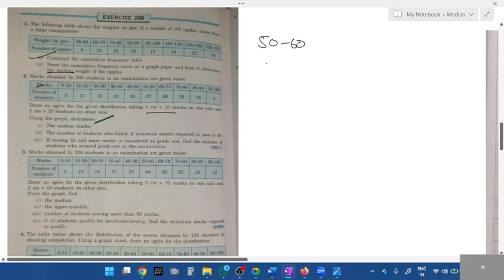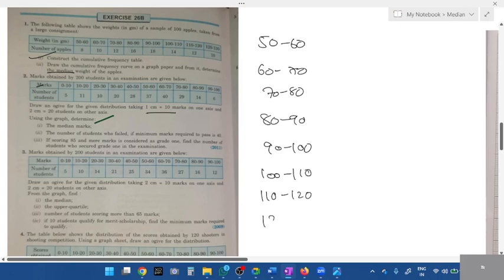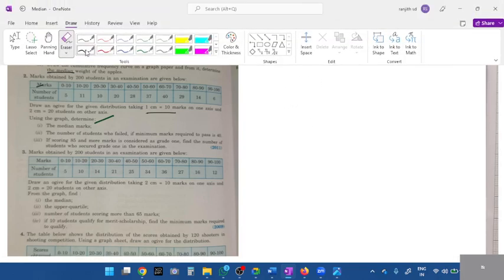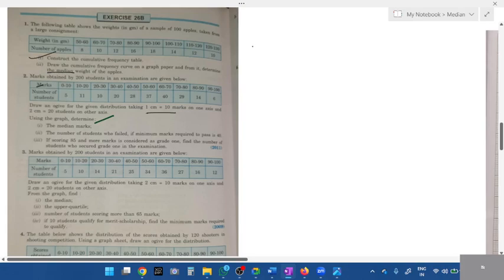So 50 to 60, 60 to 70, 70 to 80, 80 to 90, 90 to 100, 100 to 110, 110 to 120. Yesterday we did the first one, right? First one was completed. Yeah, we'll start from the second. Adya and Lemula, it's the same students. First, second, the concept is almost the same.